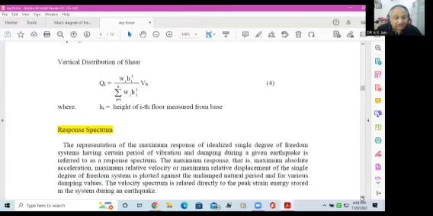The American code gives you the distribution in terms of W h_i upon summation W_j h_j. So there they assume a linear distribution in the first mode, whereas in the Indian code, we assume a parabolic distribution in the first mode.